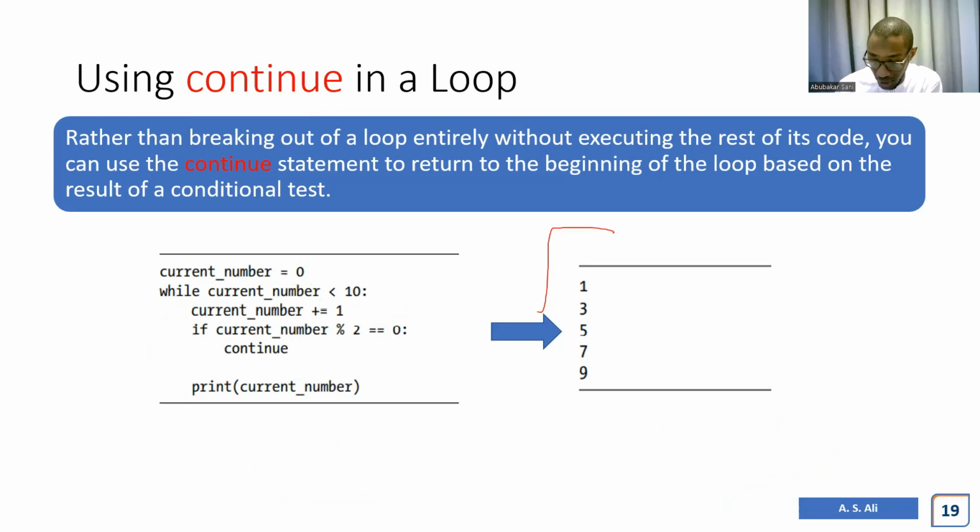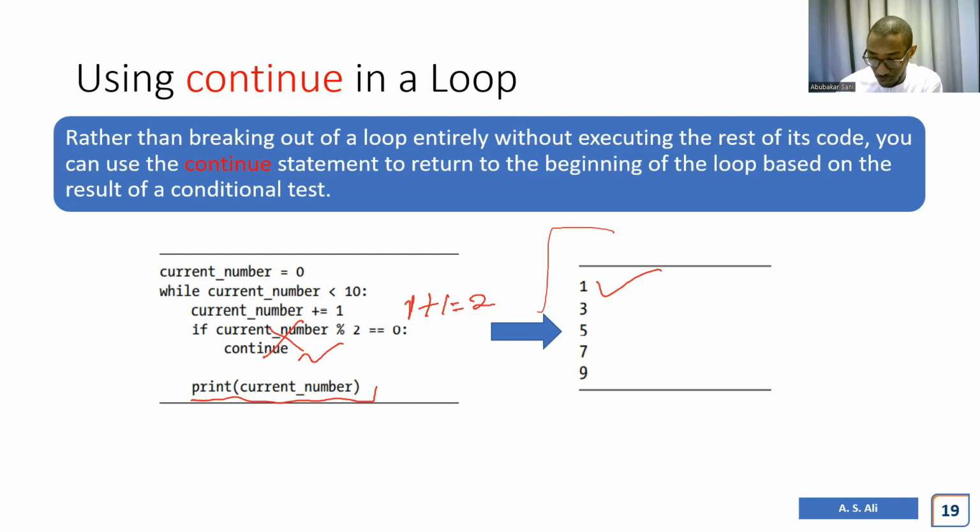So what happened in the first iteration? We got 0, we add 1 to 0, and now our current number is 1. So we check, is current number divisible by 2? No, it's not. Therefore, we are not going to go in here. We're going to come down and print the current number. This is why you see 1. Now we go back to the beginning of the loop. We will add 1 again to 1, and this gives you 2. So we're going to check, is 2 divisible by 2? It's true. So we're going to continue. So we're going to skip 2. So we're not going to print 2. Everything that comes under continue is not going to be executed. It's going to be skipped.